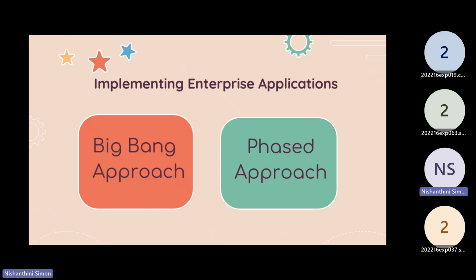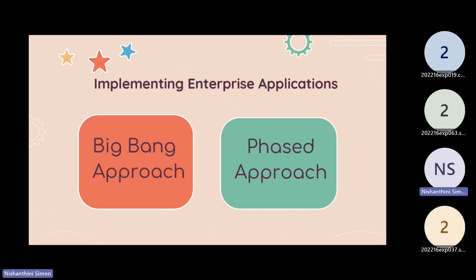Organizations can choose whether they are going for the big batch or the phase. So we can't say always that the phase is good, or always that the big bang approach is good. It depends on the scenario, on the business process, what they do. Accordingly, pros and cons are there. So we have to analyze which will be suitable for our organization, and then implement it.